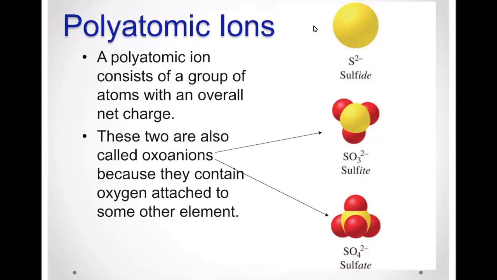Now remember up here, sulfide, well, that's a monatomic ion. It ends in ide because it's a negative charge. So sulfur alone can carry a -2 charge. It's called sulfide. And we notice the polyatomic ions end in ite or ate, in general. There's always exceptions.